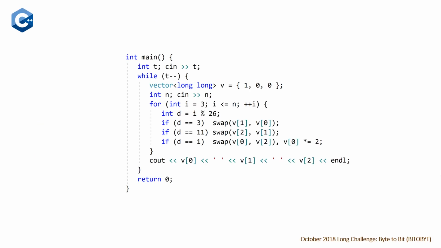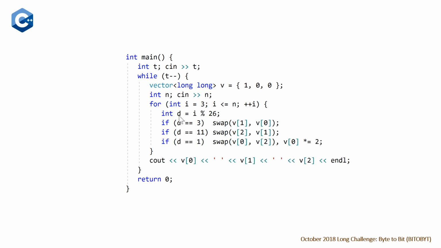So here's our C++ solution, and you can see at the top we're reading in our value t, and then, similar to the last problem we covered, we loop through t, decrementing it until it hits 0. Then we have a vector of long longs, and this is necessary in order to pass the problem because our values can get quite large, and we just have 3 values in our vector here. So then we read in our n. We're going to loop from i equals 3 to i less than or equal to n. Note that we're starting at 3 because we don't need to do anything for i equal to 1 and 2, because we've initialized our vector to have the correct values for those cases.